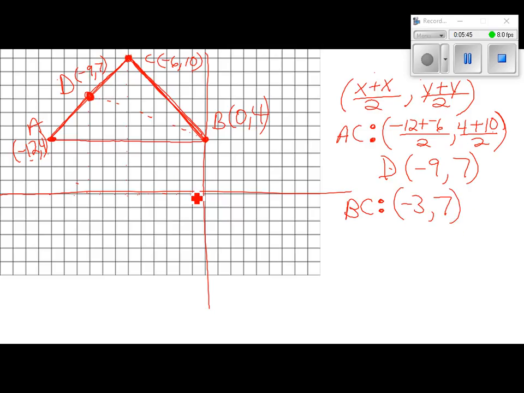So I count over 1, 2, 3. Ignore that straight line that just went through there. And I go up 1, 2, 3, 4, 5, 6, 7, and it ends up being right there. We're going to label it point E. So this is point E, and the coordinates of point E are -3 and 7. Now the next thing I want you to do is connect point D to point E.